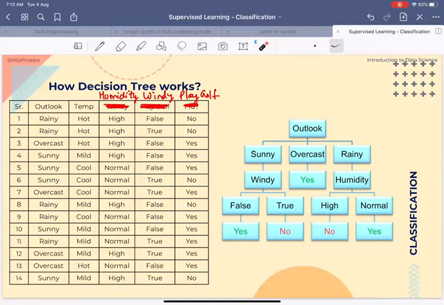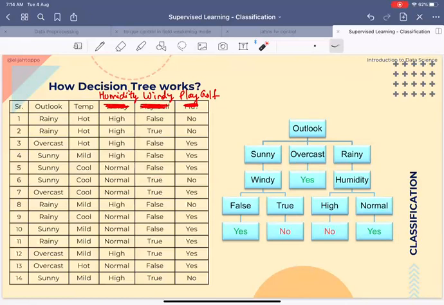Okay, so what we have done is from this table we have generated a tree structure, and that tree structure represents every scenario here. It represents all scenarios, and based on this tree now, if someone tells me the given conditions, we can very well predict if we should say yes or no. Okay, so this is how the decision tree classifier would work out.